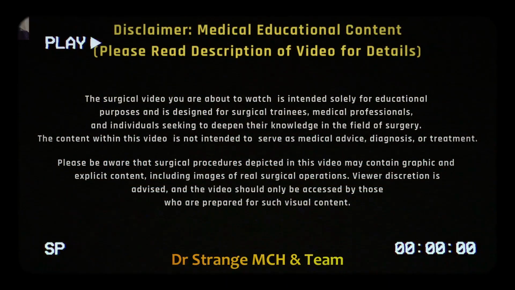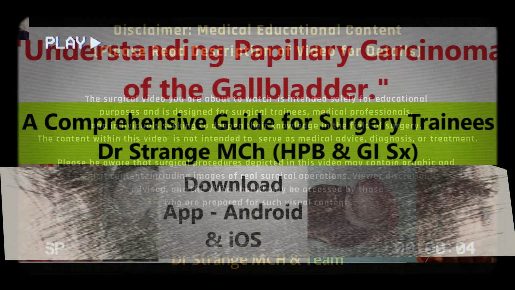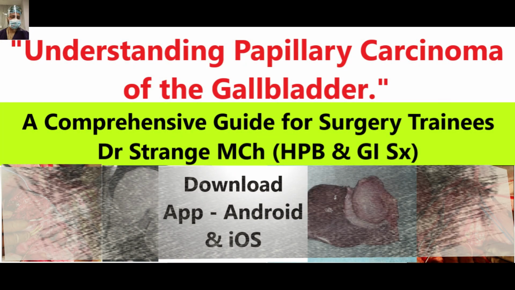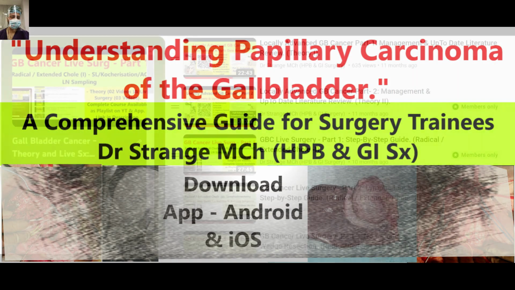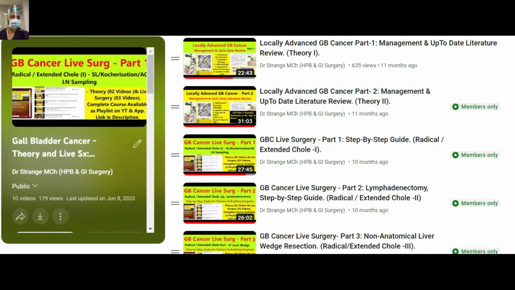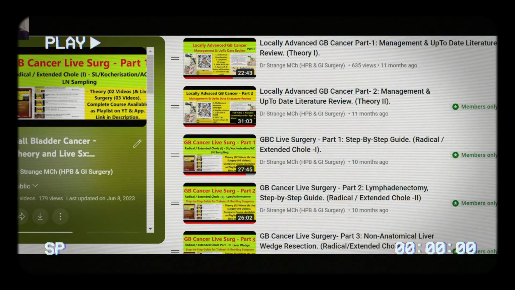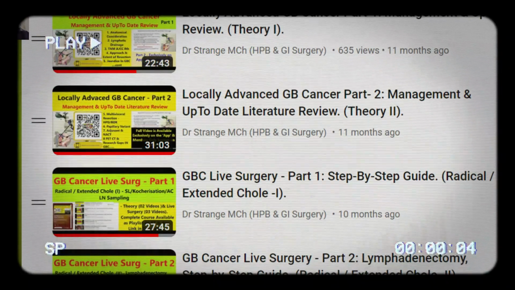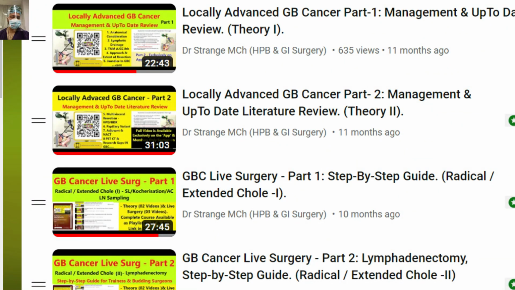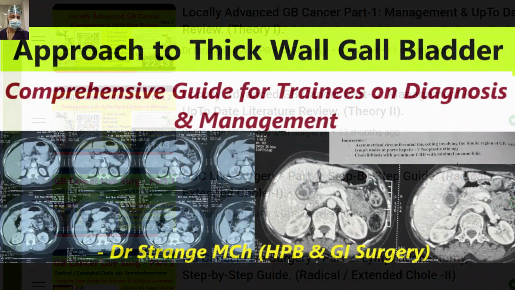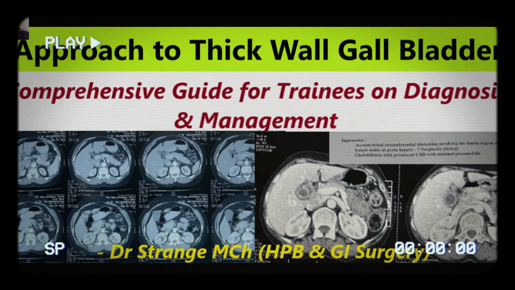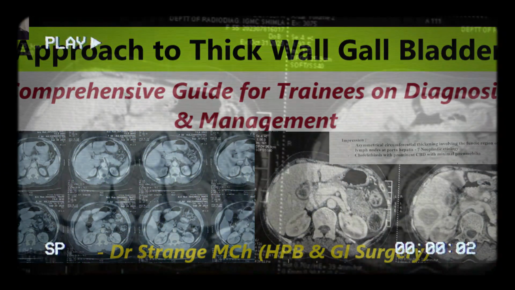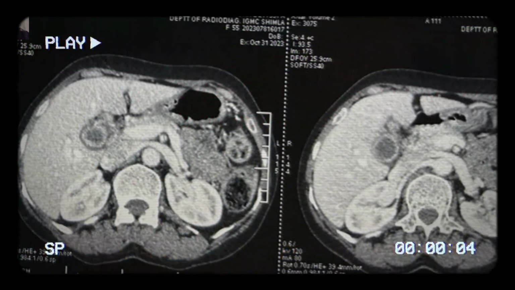Today we are diving into a crucial topic, understanding papillary carcinoma of the gallbladder. This comprehensive guide is tailored to equip you with knowledge needed in the complex world of gallbladder pathology. Papillary carcinoma of gallbladder is a less common but significant malignancy. We will explore its features, diagnosis and management strategy in this session. Understanding the nuances is essential for providing optimal patient care.